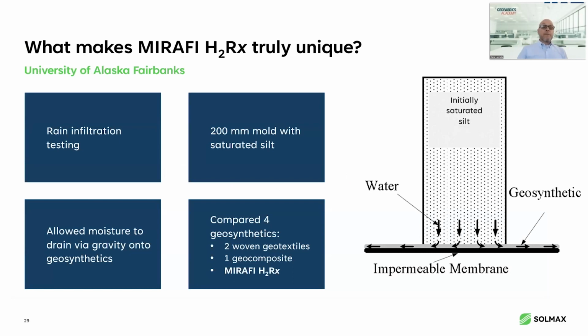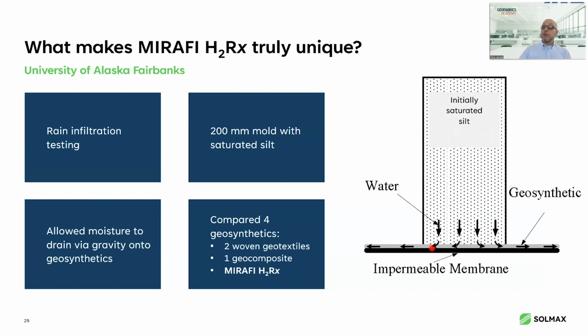So what makes this product truly unique? This was a very simple test that revealed so much to us, again, many years ago. The University of Alaska Fairbanks did a test, and what they did is they took these containers of silt and saturated the silt. So this is a 200 millimeter tall container of silt. And what they did then is they placed on tables underneath, they put a geomembrane, and they put 4 different geosynthetics, one at a time.